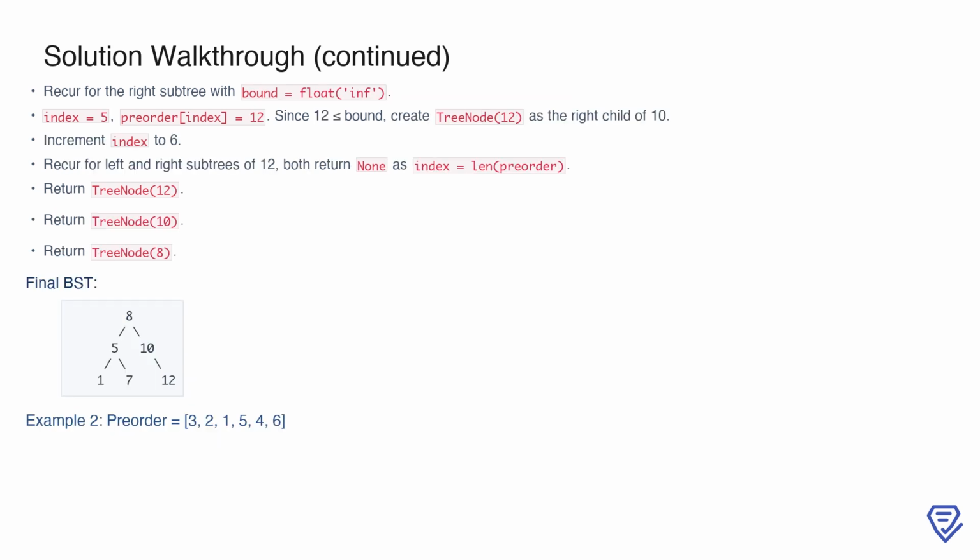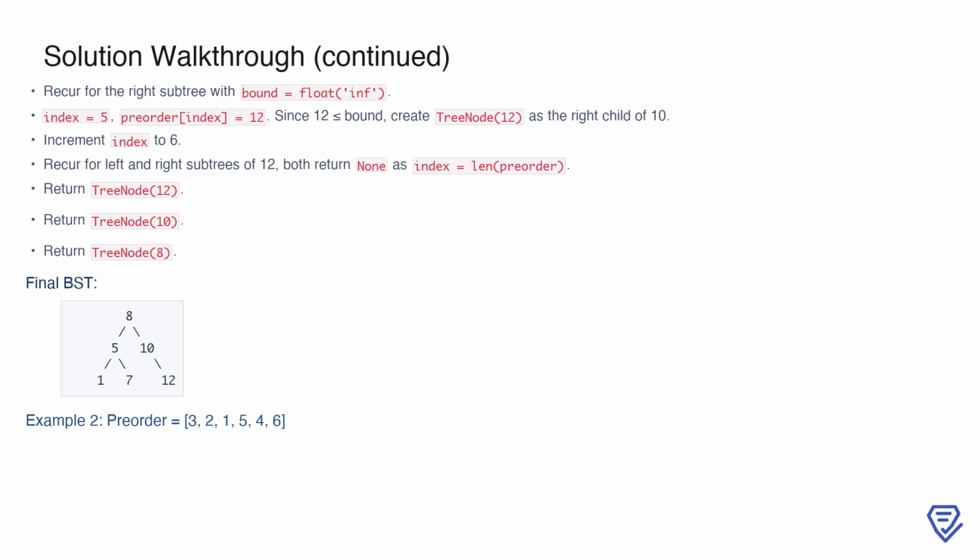For the right subtree of the root node, the value at preorder index is 10, which is valid under the bound of infinity. We create a tree node with value 10 as the right child of 8 and increment the index to 5. We then attempt to build the left subtree of 10 with a bound of 10, but the next value in the preorder, 12, exceeds the bound, so the left child of 10 is none. Moving to the right subtree, the value at preorder index is 12, which satisfies the bound.